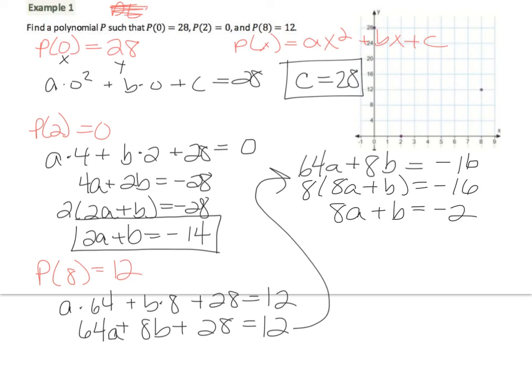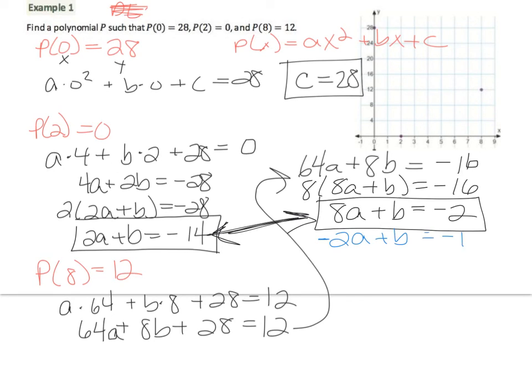Okay, now I need to grab these two equations and subtract them. So I'm going to take 8a plus b equals negative 2 and subtract 2a plus b equals negative 14. 8a minus 2a is 6a, b minus b is 0, yay. Negative 2 minus negative 14 is 12, so a equals 2.